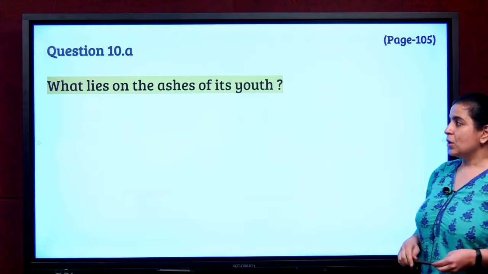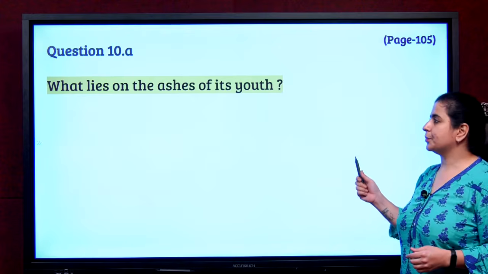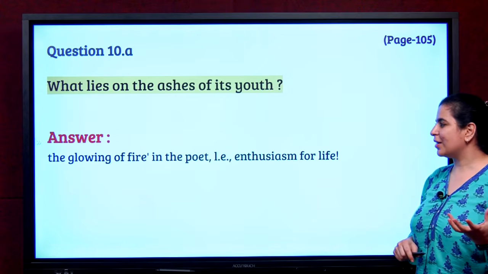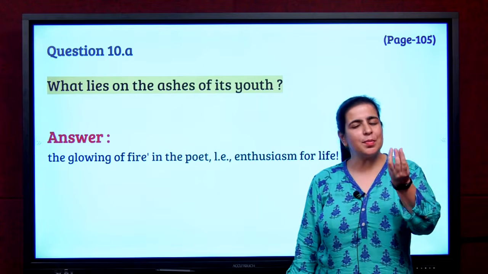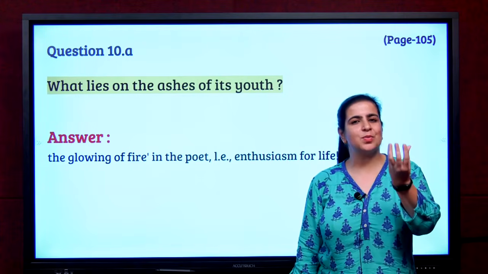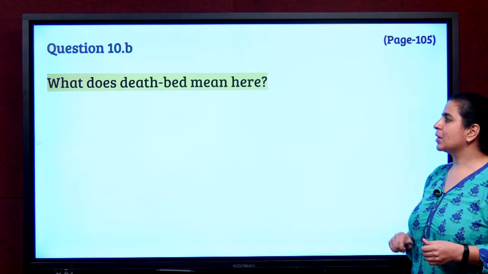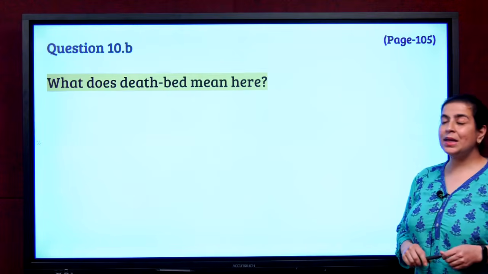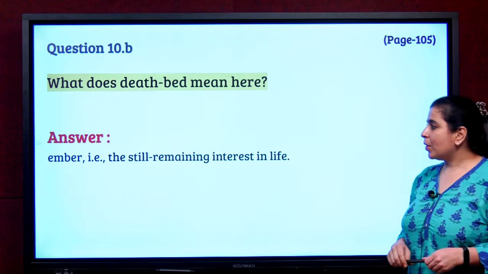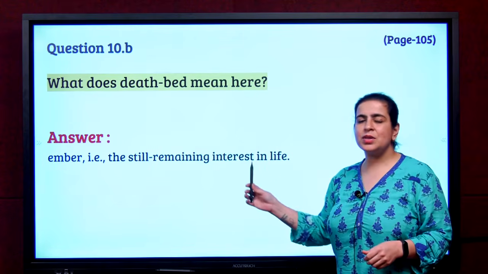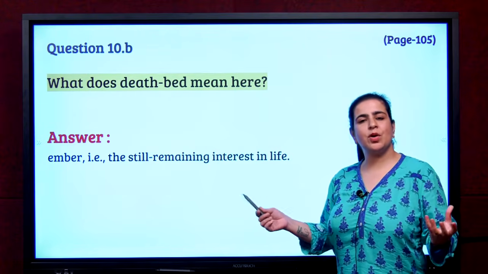Okay. Question 10a. What lies on the ashes of its youth? The glowing of fire in the poet, that is enthusiasm for life. That little bit of fire that is left is the enthusiasm for him to live, is there on the ashes of its youth. What does deathbed mean here? This is question 10 itself, the B part. The ember, that is the still remaining interest in life, the little bit of interest, some few days that are left of his life.